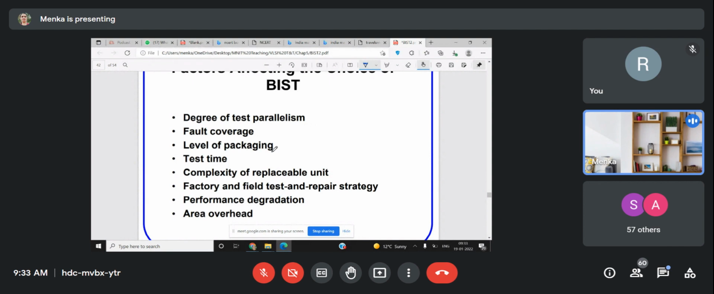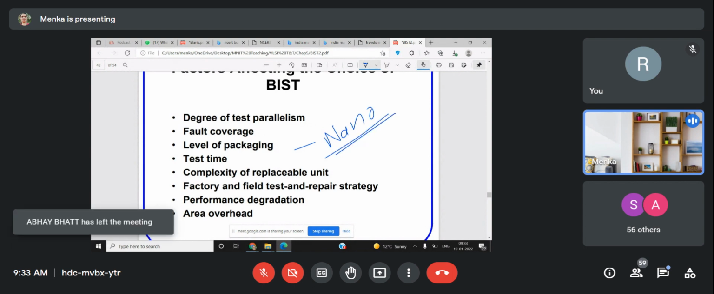Let's say we are talking about nanosatellite. So nanosatellites means we have to keep the load as minimum as possible. So if the BIST architecture is too heavy, we will be avoiding that. Test time, how much test time is taken by the BIST architecture, this also makes a difference.